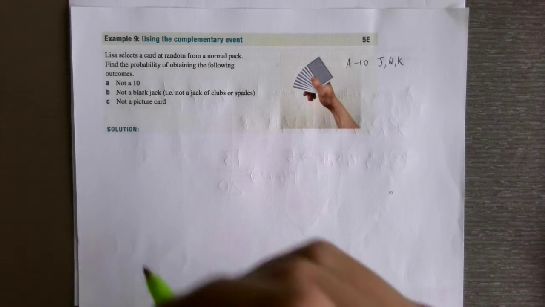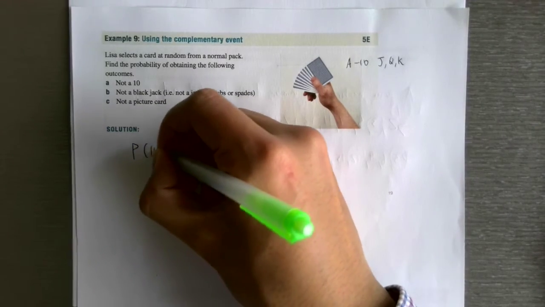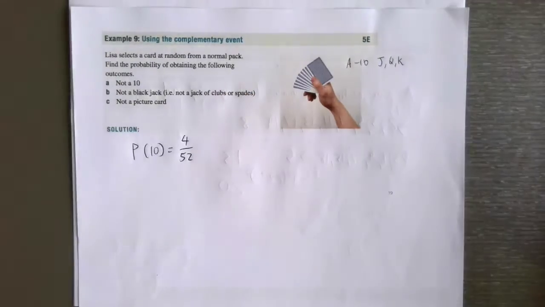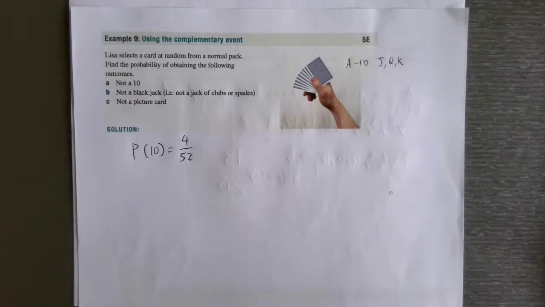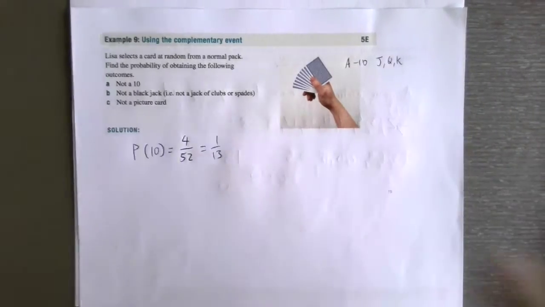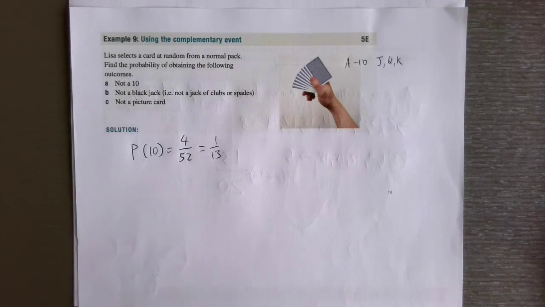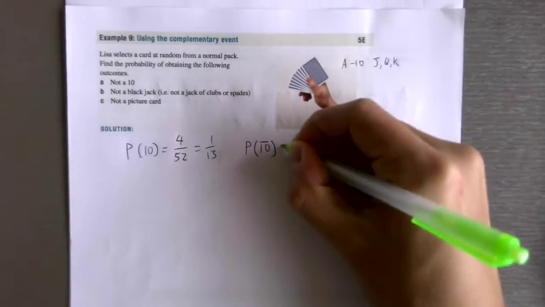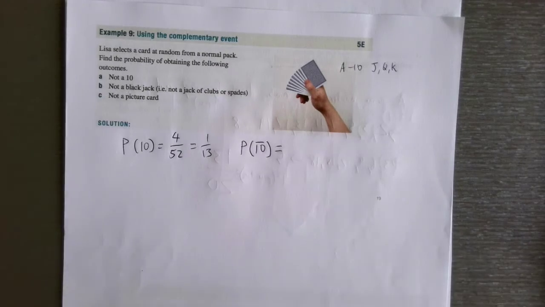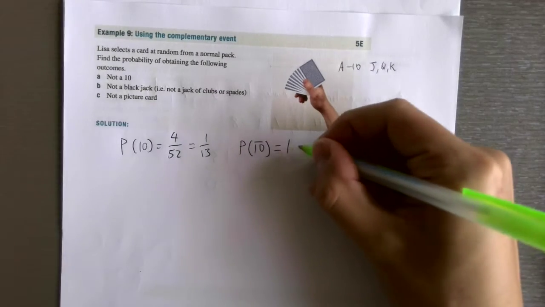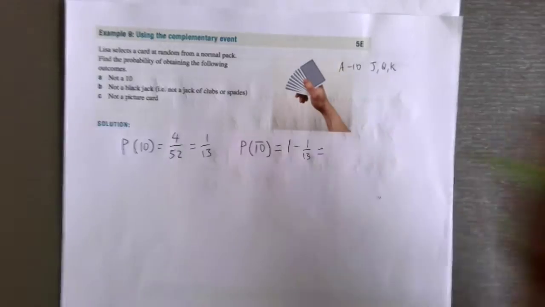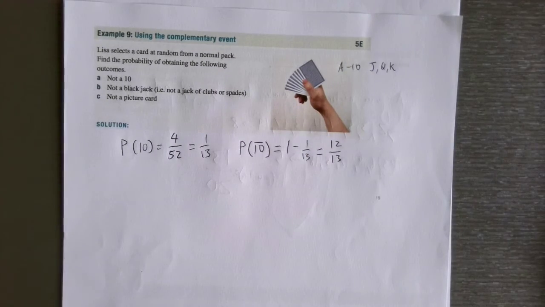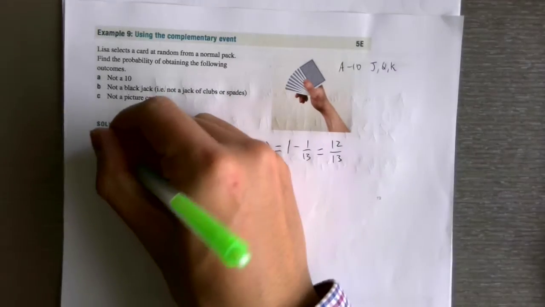So when we look at the probability of a 10, we know that there are 4 10s out of 52 cards. So as a fraction, that's going to give us 1 in 13. But this question is asking us what is the probability of not picking a 10. Okay, and how we just do that is we write a line on top. So the chance of this not happening would be 1 minus 1 in 13. And that is going to give us 12 out of 13. All right, now that's the answer to question A.